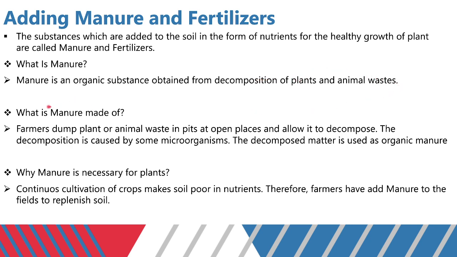The most important question: what is manure made of? Farmers dump plant or animal waste in pits at open places and allow it to decompose. The decomposition is caused by some microorganisms. The decomposed matter is used as organic manure.